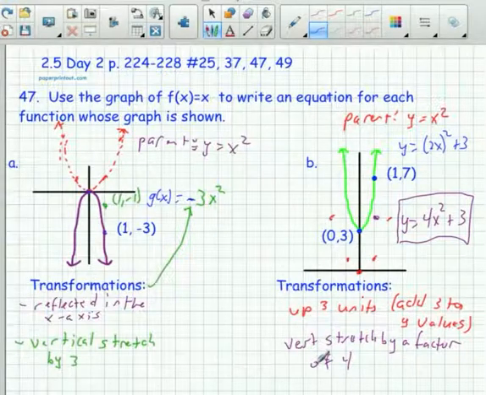Okay, so you can think of this as a vertical stretch by a factor of 4 or an equivalent horizontal shrink by 1/2. I think it's a little easier to see the vertical stretch, but either one works perfectly well.